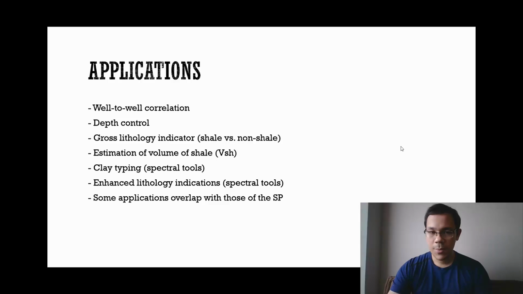Now, why use a gamma ray? Well, we use it for well-to-well correlation and depth control. It is a gross lithology indicator. It helps us to distinguish between something that might be shale and something that might not be shale. It helps in estimation of volume of shale, clay typing, and enhanced lithology indicators.